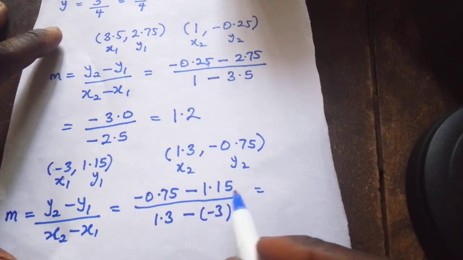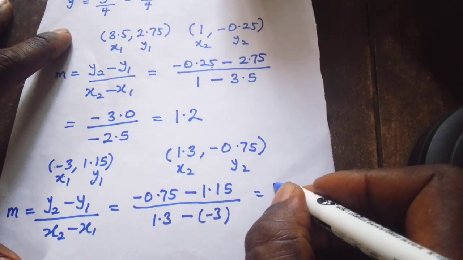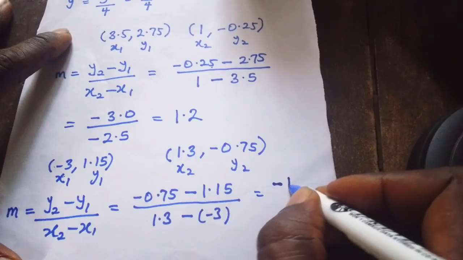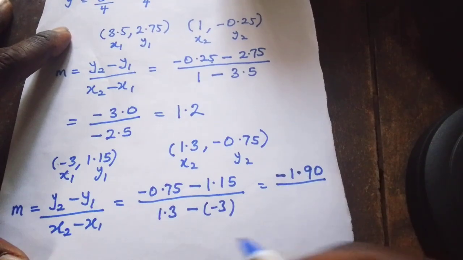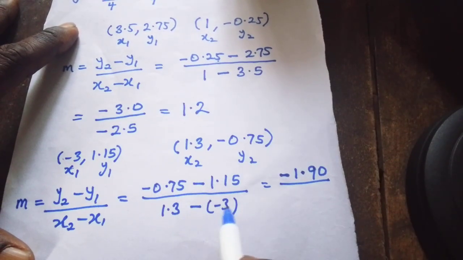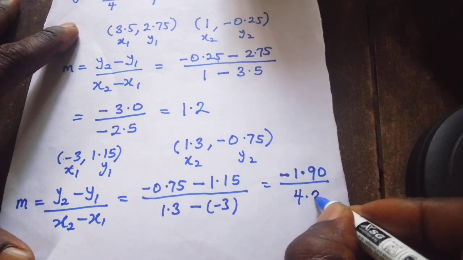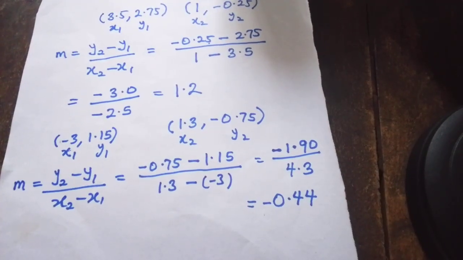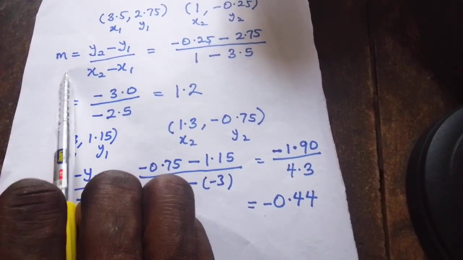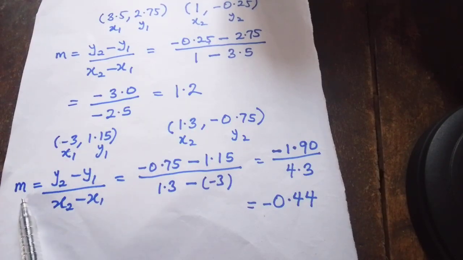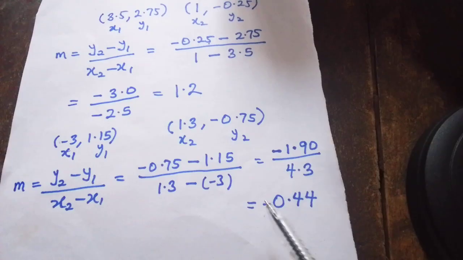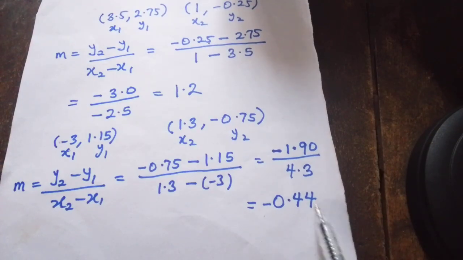So that means I'm having minus 0.75 minus 1.15, which will give us minus 1.90. So you have 1.3 minus minus 3, minus times minus is plus. 1.3 plus 3 will give us 4.3. So we can see that when we look for the gradient when x is 2, the gradient is 1.2. And when x is minus 1, the gradient is minus 0.44.